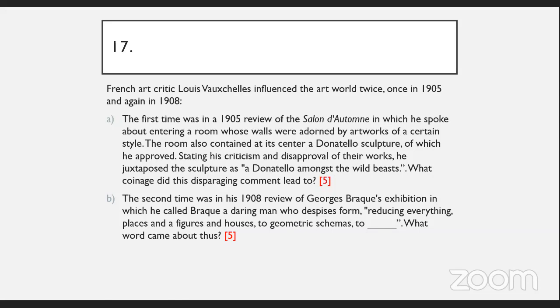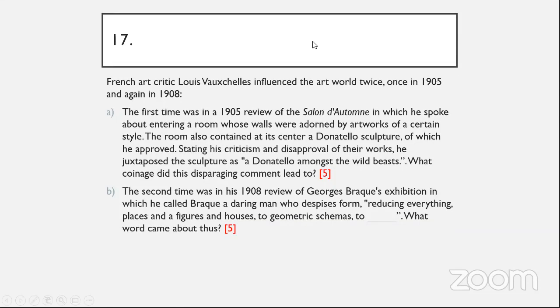Okay, so French art critic Louis Vauxcelles influenced the art world twice, once in 1905 and again in 1908. The first time was in a 1905 review of the Salon d'Automne, in which he spoke about entering a room whose walls are adorned by artworks of a certain style. The room also contained at its center a Donatello sculpture of which he approved. Stating his criticism and disapproval of their works, he juxtaposed the sculpture as a Donatello among the wild beasts. So what coinage did this disparaging comment lead to?